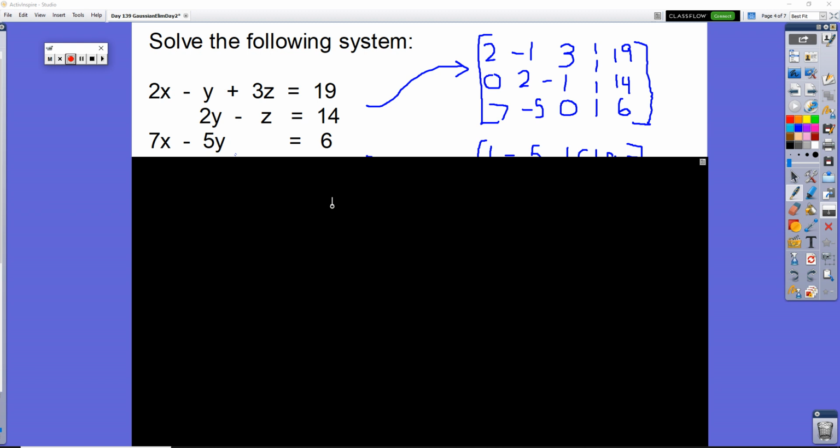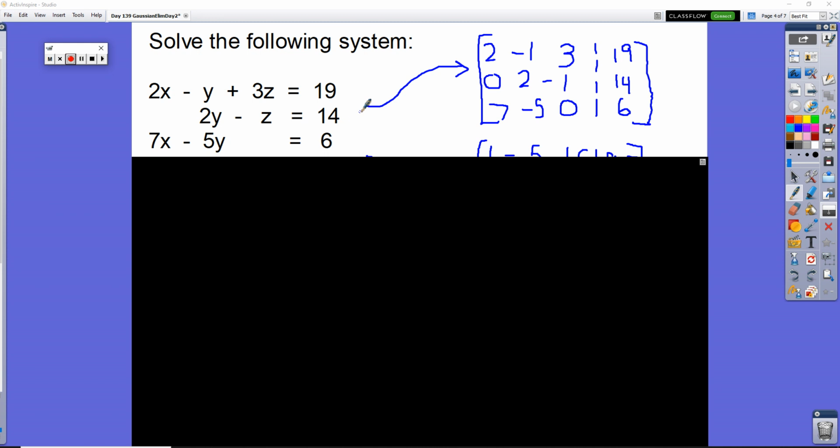So in my second example for today's notes, we're going to take a look at a system of 3 equations with 3 unknowns. I've got x's, y's, and z's. There's my constants. That means I'm going to have 3 equations. There's my first row, my second row, my third row. Those are my 3 equations.